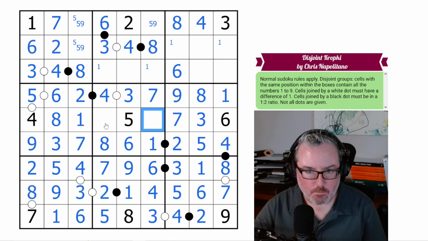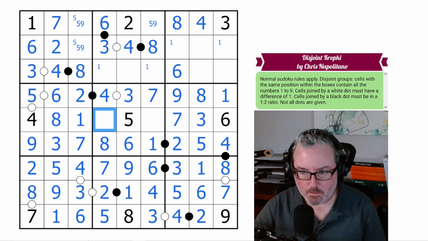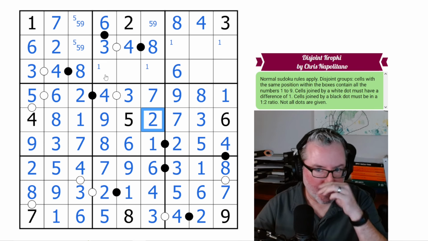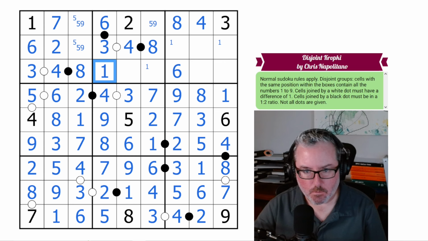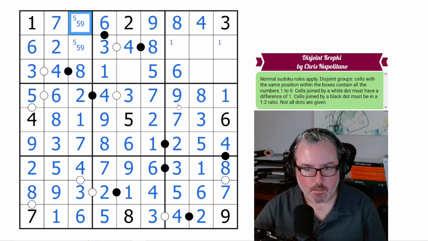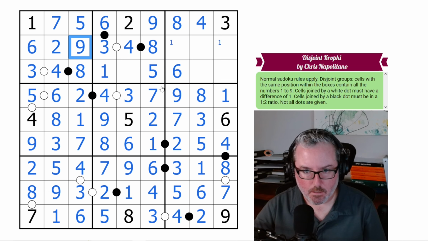These two digits have to be from 2 and 9. We've got a 2, so this is 9. This is 2. And we should have a couple of given digits now. This has to be a 1. This is 5 or 9, and we have the 9 down here that's looking at it. So this is 5. This is 9. 5, 9. This is a given 7.